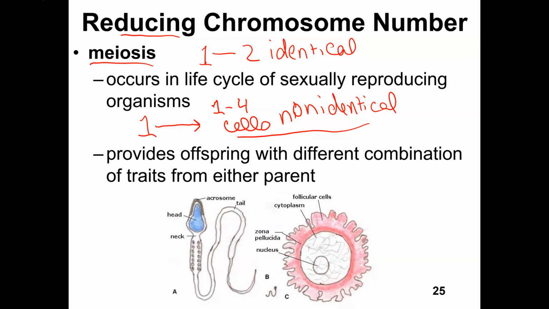And the reason we do this is to provide offspring with different combinations of traits. So mom and dad gave genes to our offspring, and those genes are going to get mixed up, and the offspring will have unique characteristics that neither mom nor dad had.